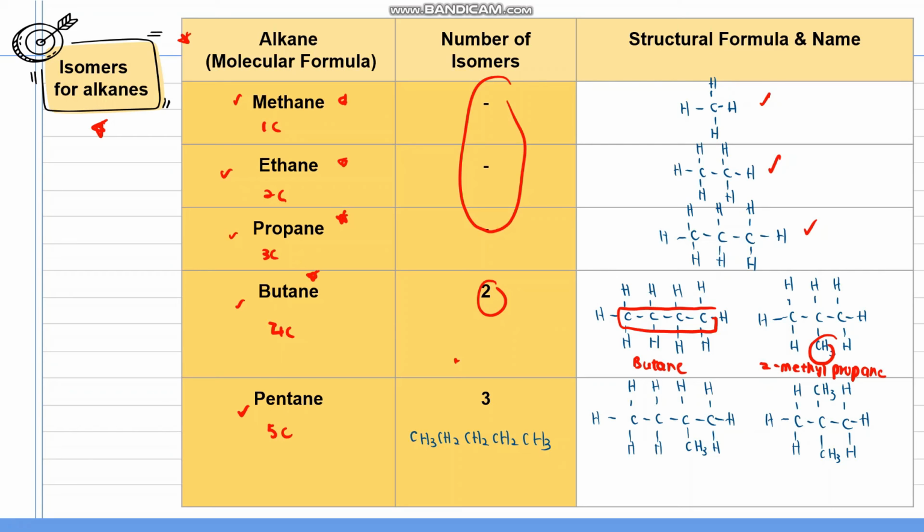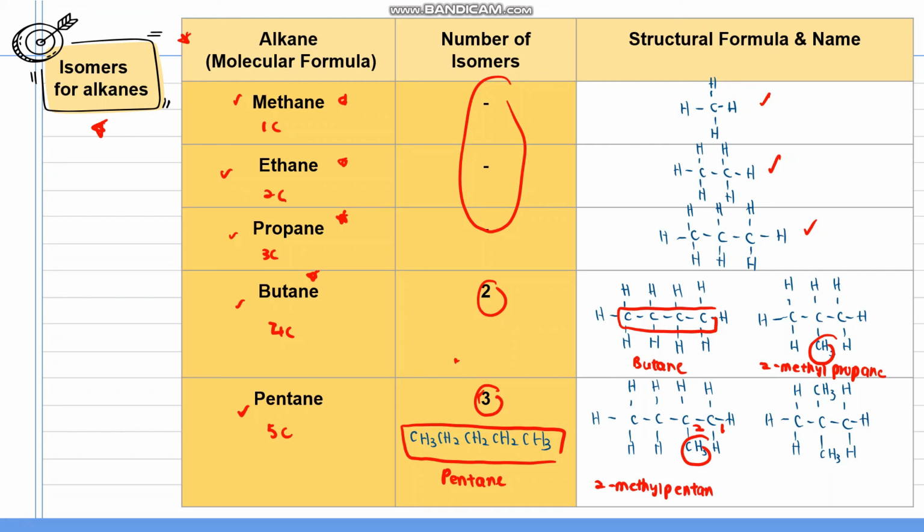And last but not least, when we look at pentane with 5 carbon atoms, it has a total of 3 isomers. The first one is this, which is a straight chain with 5 carbon atoms, so we name this pentane. And of course, we can have a branch chain whereby we have a methyl group on carbon number 2. This is carbon 1, this is carbon 2, so we call it 2-methylpentane.